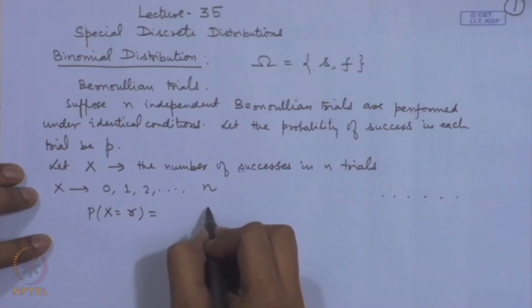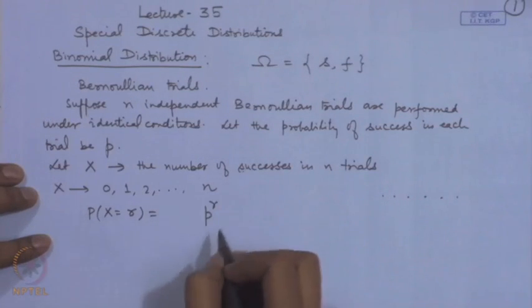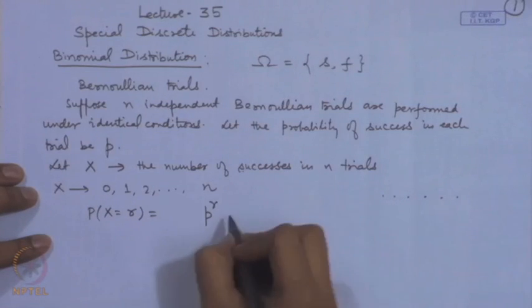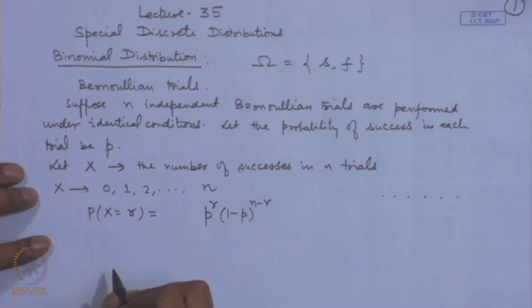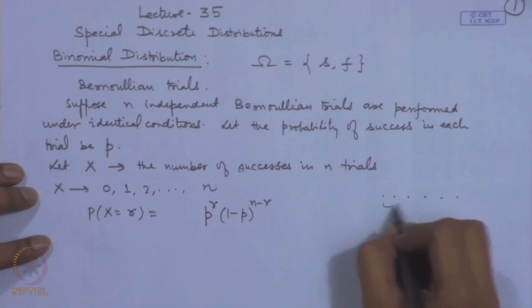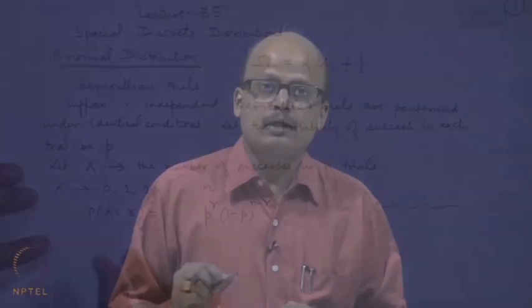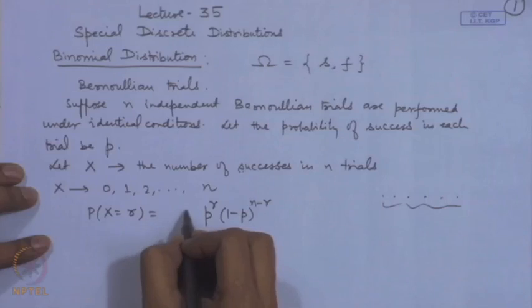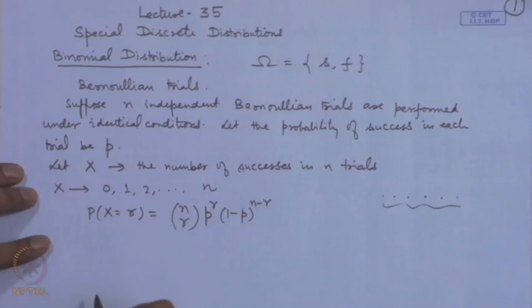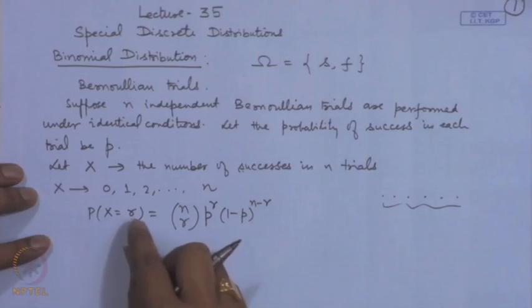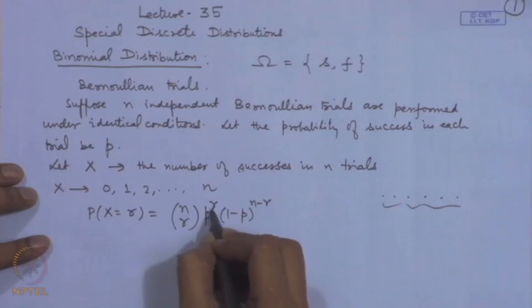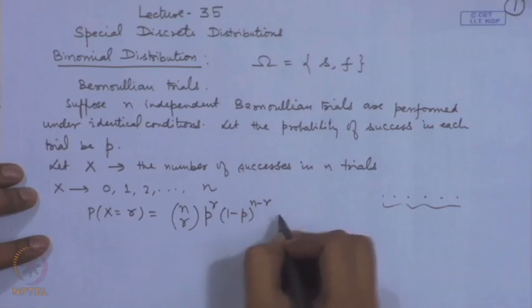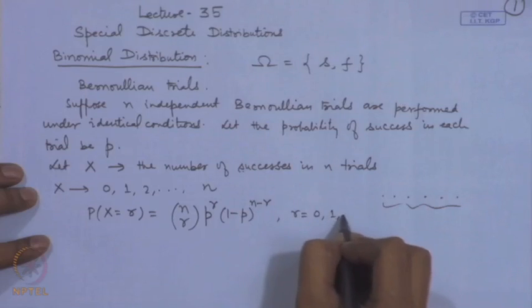So, the probability of r successes will be p to the power r, and then the remaining n minus r will be failures. So, the probability of failure for each trial is 1 minus p. So, in n minus r trials it will be 1 minus p to the power n minus r. Now, out of these n trials, any r trials can be successes. So, this can be selected in nCr ways, and therefore, the probability mass function of this random variable X is given by nCr p to the power r, 1 minus p to the power n minus r. Here r can take values 0, 1 to n.